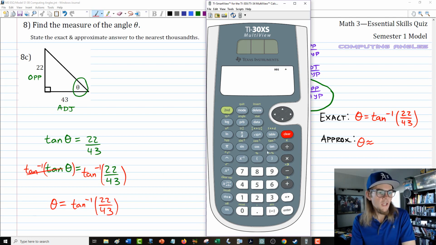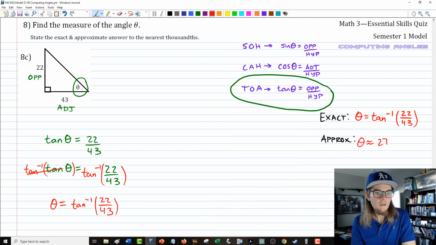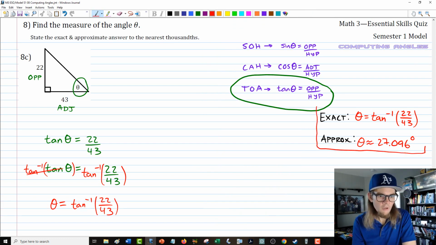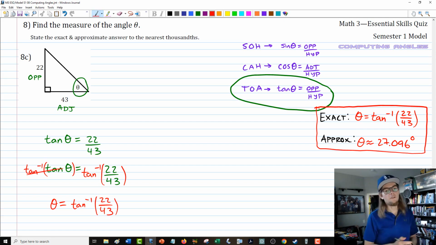Second, I want to use inverse tangent. So I'm going to press second and tangent to get tangent inverse. And then I'm going to punch in 22 over 43. When I press enter, it tells us the angle is 27.0955, which is 27.096. And just make sure I didn't mess up a decimal there. Looks like I did not. So after all of that, there are our two answers.